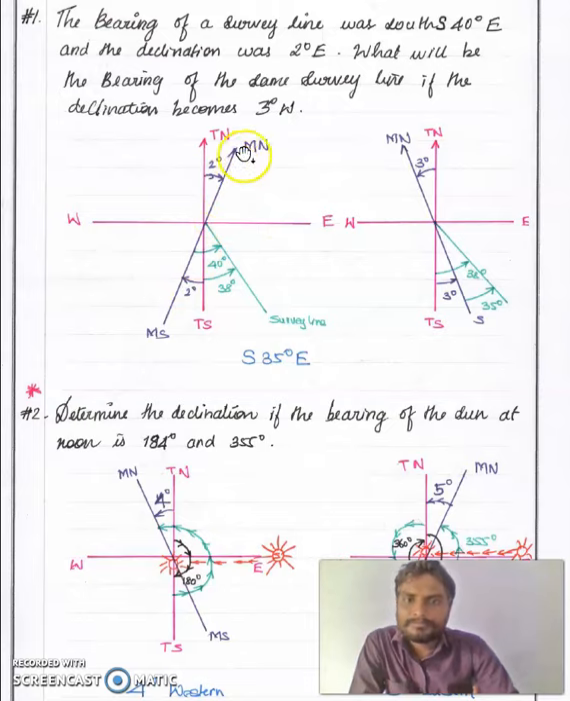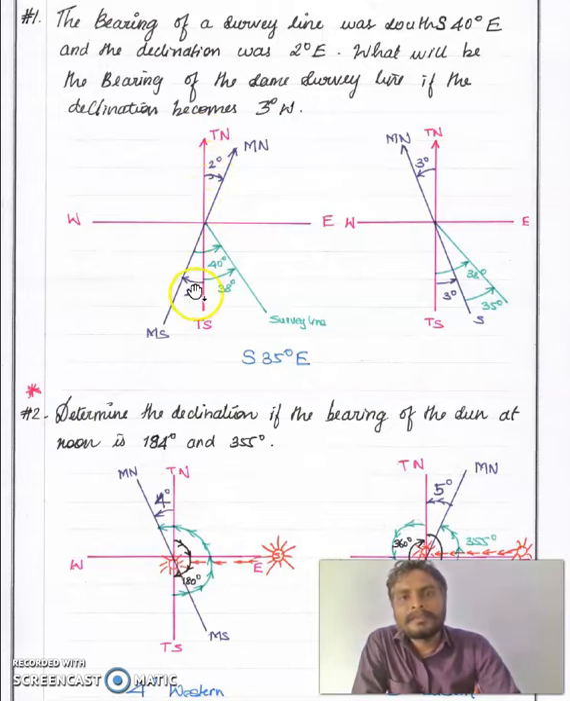So now you can draw the magnetic meridian with respect to true north, according to the definition of declination, 2 degree towards east. In our case, the magnetic meridian lies at an angle of 2 degree towards the eastern direction. Okay, so now you can draw. With respect to the magnetic meridian, the survey line has an angle of 40 degree towards the eastern direction. Okay, so this is 40 degree.